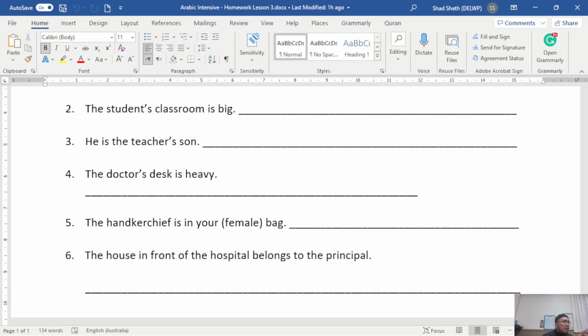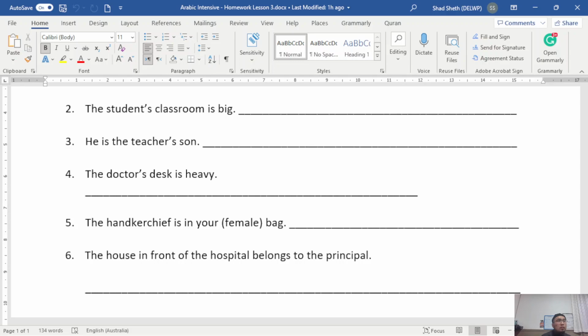So you got the last word wrong, isn't it? You got it wrong. Lil, exactly. Al baitu. In front of is Imam? In front of is amama, البيت أمام. Amamal mustashfa, أمام المستشفى. Not imamal, amamal.